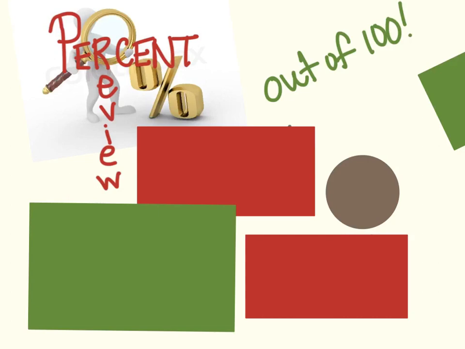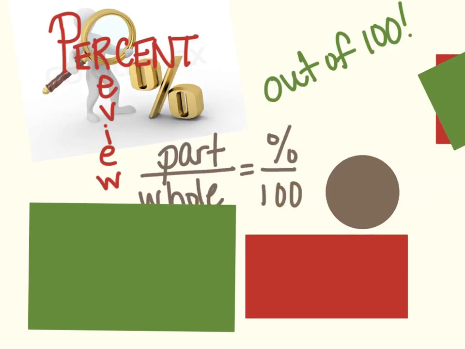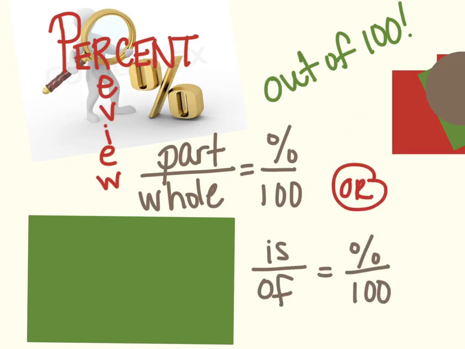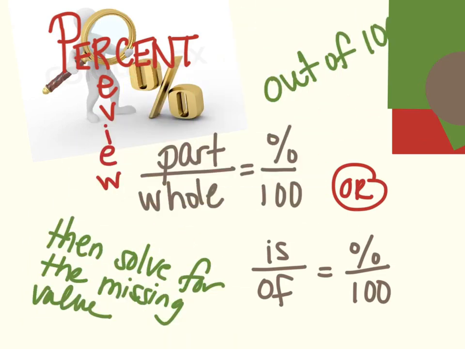So the ratio or the proportion that we were setting up last year was this idea about finding part over whole is equal to percent over 100. Or you can think about it as being is over of equals percent over 100. Once you read the information from the word sentence, you can set up your known and your unknown ratios and set them equal to one another. Then your only job is to solve for the missing value and answer the question.